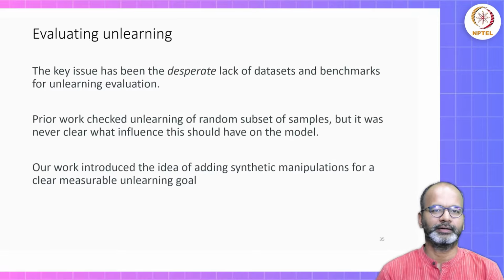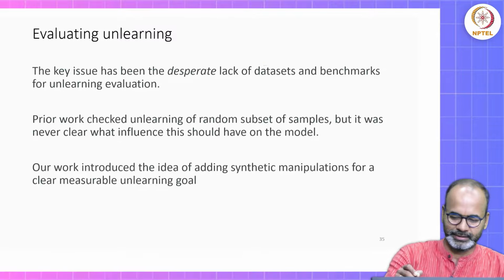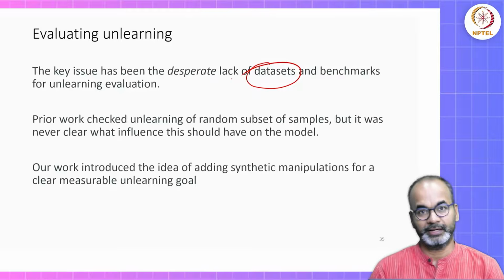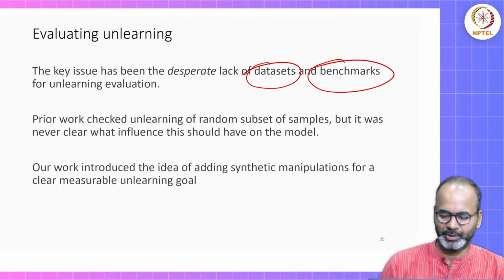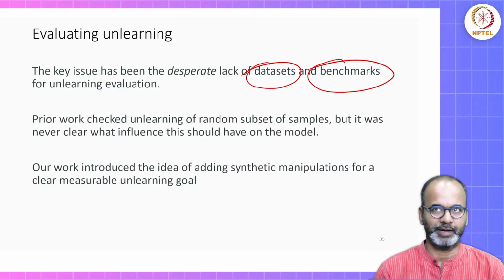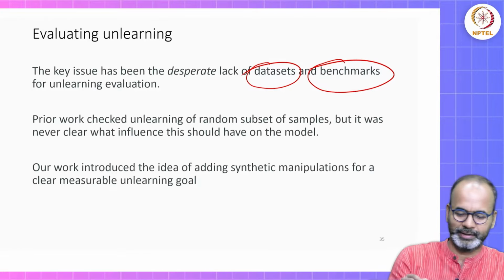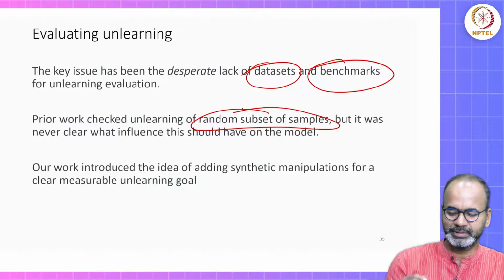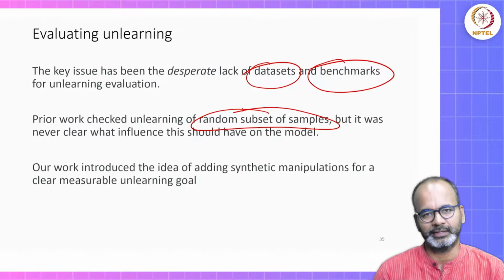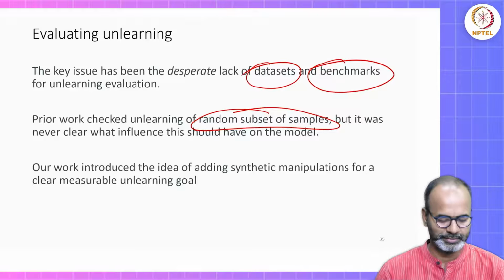Let's continue looking at evaluating unlearning methods. The key issue has been the desperate lack of data sets. I already mentioned the lack of data sets and benchmarks, right? We look at one or two of them for unlearning evaluation. Prior work checked unlearning on a random subset of samples, but it was never clear what influence this should have on the model. If you're looking at a random subset of samples, what influence it will have on the evaluation was not clear.